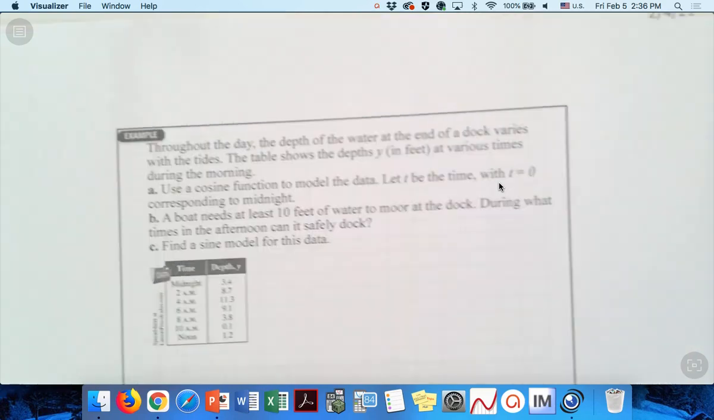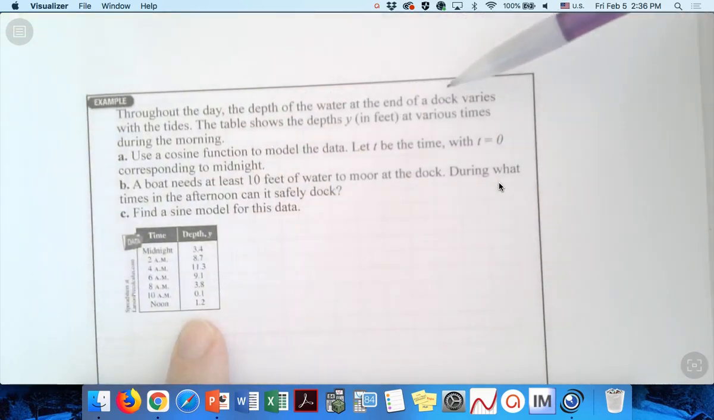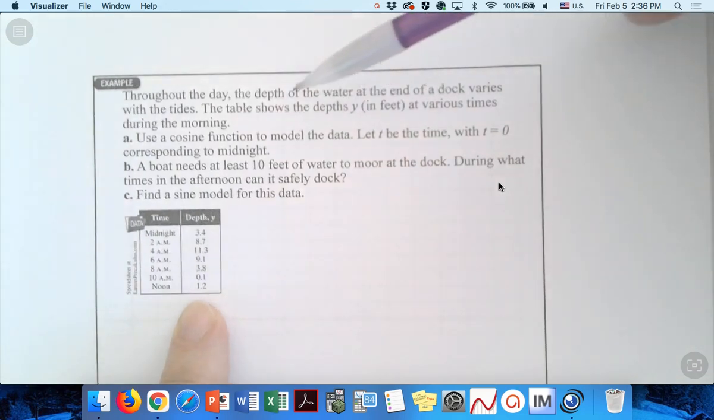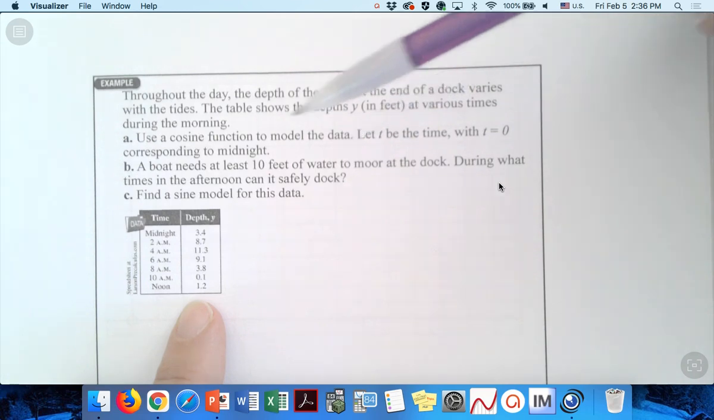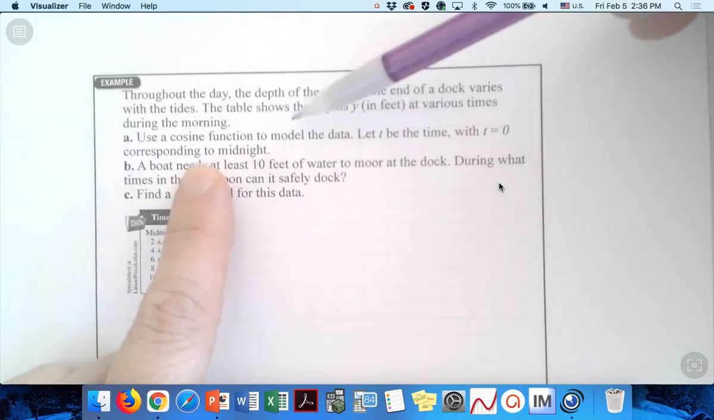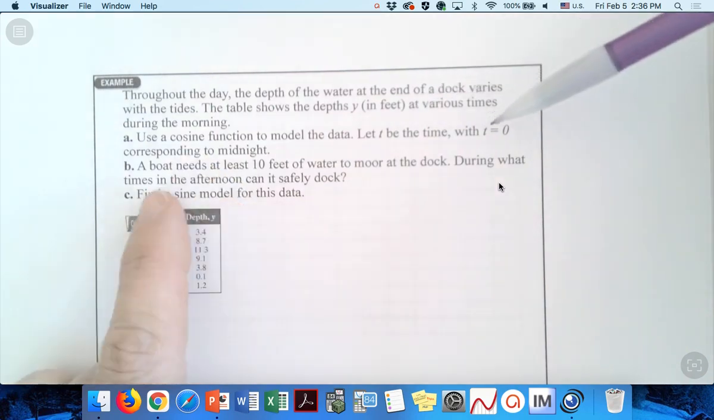All right, so what you have is the situation. Throughout the day, the depth of the water at the end of a dock varies with the tides. The table shows the depths of water, y, in feet at various times through the morning. We're going to use a cosine function to model the data, where time is t and t equals 0 corresponds to midnight.